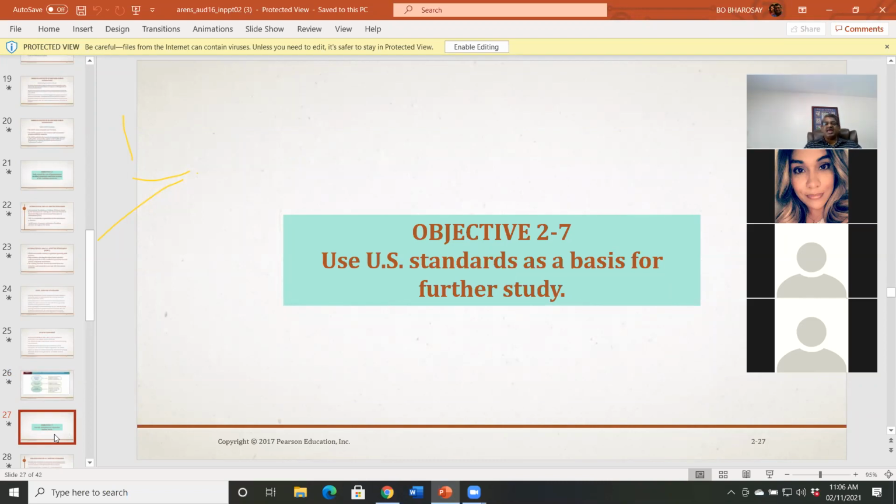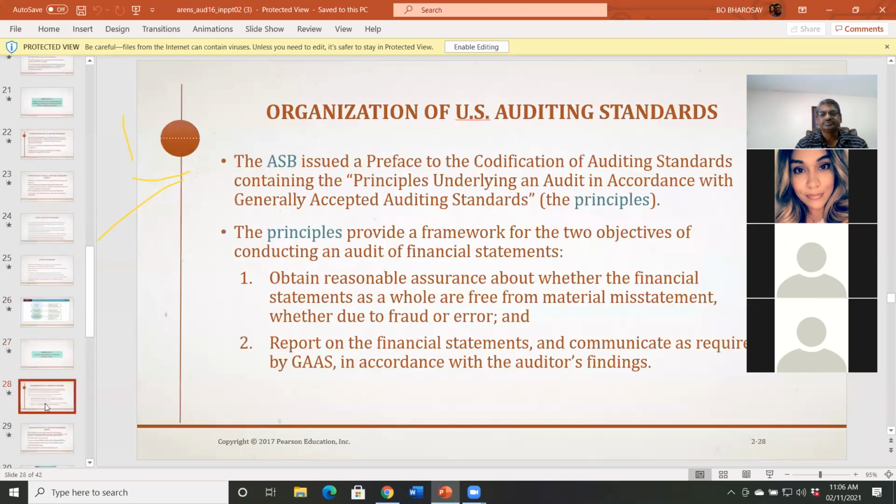Use of U.S. standard as a basis for further study. Organization of the U.S. standard. If you turn to page 35, figure 2.2.